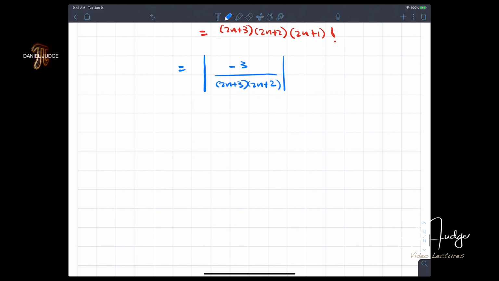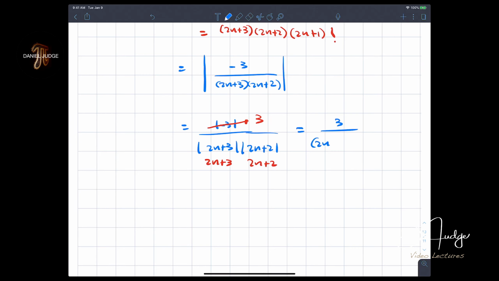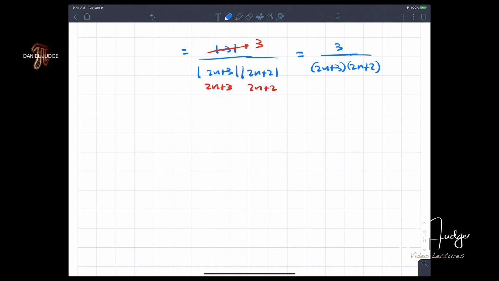Now, by properties of absolute value, I have the absolute value of negative 3 over the product; I'll use both the quotient and product rules. The absolute value of negative 3 is 3, and the denominator is just (2n plus 3) times (2n plus 2). So you end up getting 3 over (2n plus 3)(2n plus 2). Now the limit of this absolute value ratio is what we're looking at.